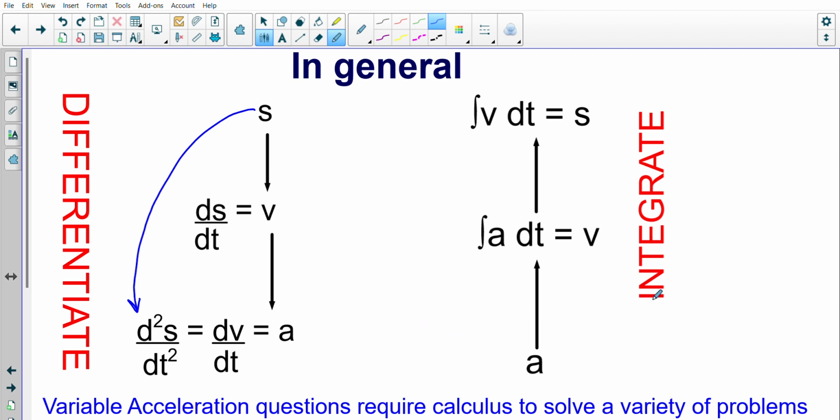The integration side, we could do the reverse. So if you've got acceleration, you could integrate it to get velocity. If you've got velocity, you can integrate it to get displacement. So you're going to see how calculus is required in these variable acceleration questions to help us solve problems.